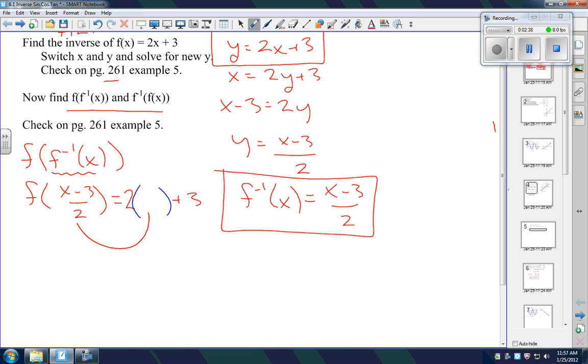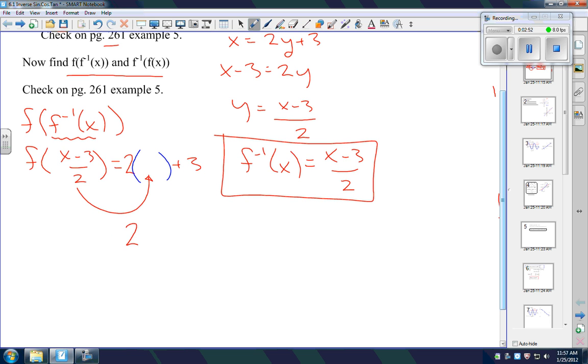Well, what's going in my blob is this guy right here. If you need more practice with compositions, check out Brightstorm, where they do a couple simple examples if it's been a while for you guys. So 2, we plug this guy in here, plus 3. Those 2's will cancel. x minus 3 plus 3 just comes out as an x. So if you take the inverse into the original, you'll get an x. If you do the original into the inverse, you'll get an x.